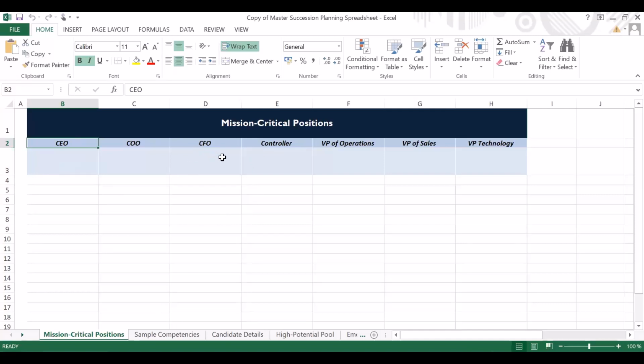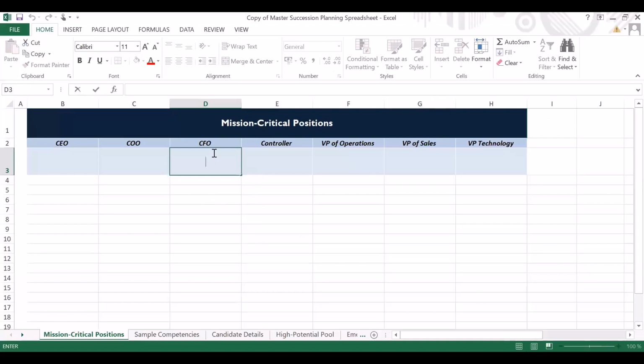Then in this, you can bring the names. I'm not sure I have it here; it's in another example. You can then put the name of the CEO and the likely successors, the name of the CFO and the likely successors. So you can see this.